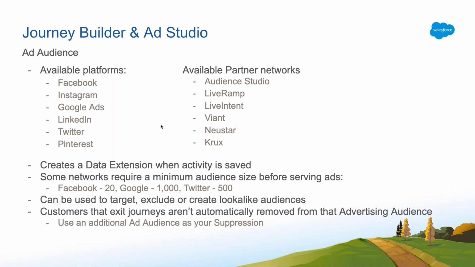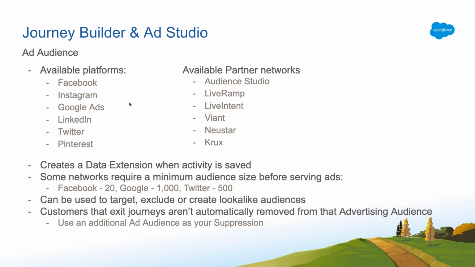When a customer exits your journey, they're not necessarily removed from that advertising audience. So one recommendation that I always give is put another Add Audience right before your exit that adds them to a list that you can then use to suppress. That'll keep it from continuing to market to those people after they've left your journey.